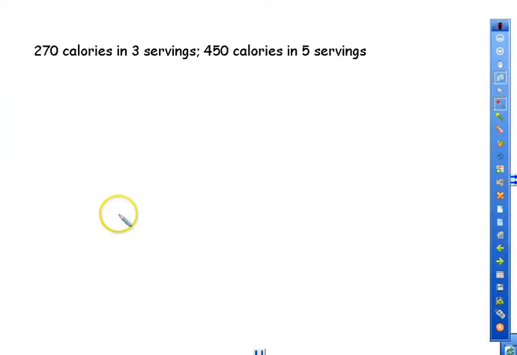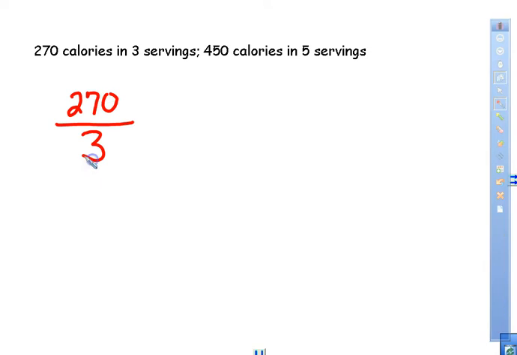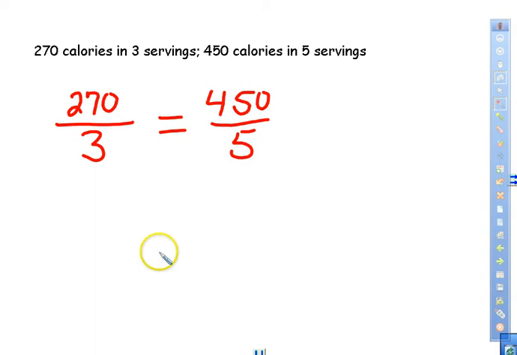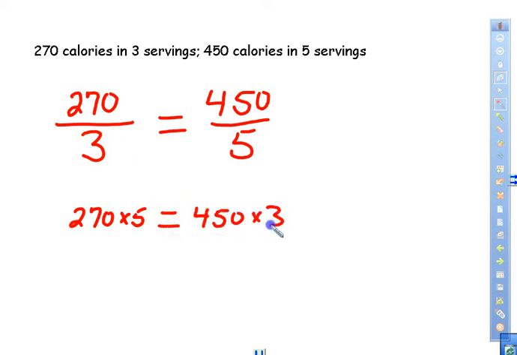Let's look at our next problem. Go ahead and hit pause and solve this. So we have 270 over 3, and then 450 over 5. Now we're going to use cross multiplication to solve. So 270 times 5 equals 450 times 3.